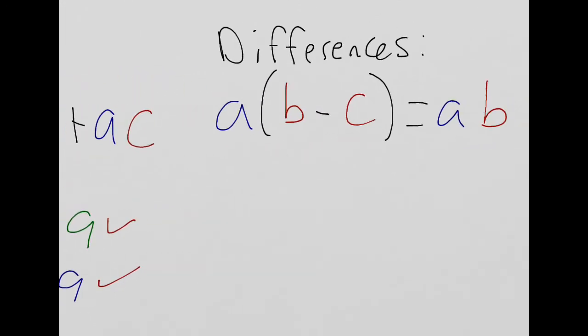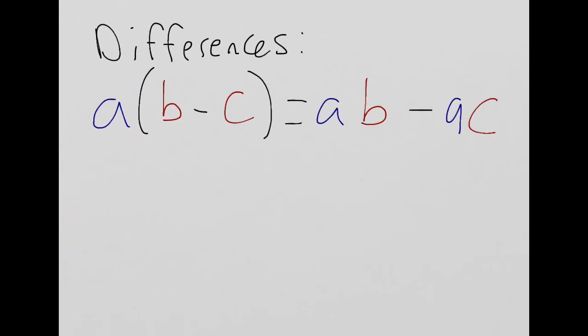Now we're going to look at this using differences. So if I have the expression A times the quantity B minus C, then that's going to be the same thing as A times B minus A times C. Let's look at an example using the distributive property with differences.